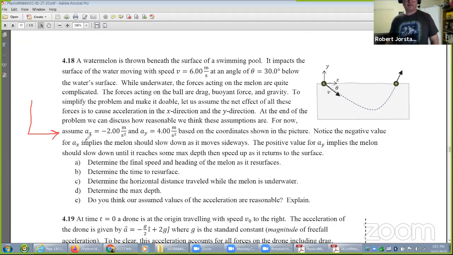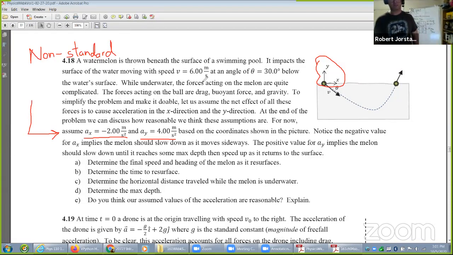We're going to assume a sub x is -2 and a sub y is 4 based on these coordinate systems. Okay. So now a sub x is not 0. This is a problem that I choose to call non-standard, meaning it's not a projectile where ax equals 0. It's not like the techniques are any different. Everything we do is exactly the same, only ax is not 0. And let's see what happens and what the consequences are. So go ahead and write this up on your paper. I'm going to write it up on mine and we'll compare.